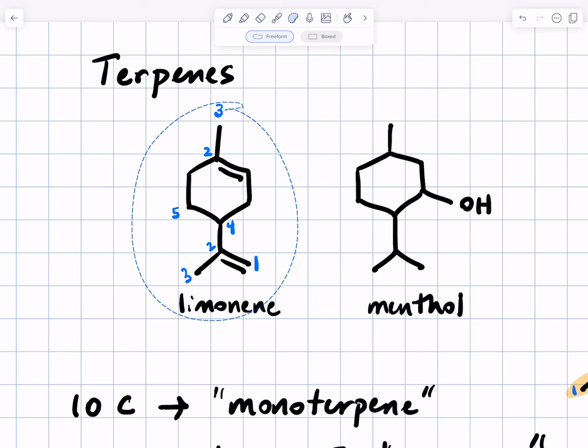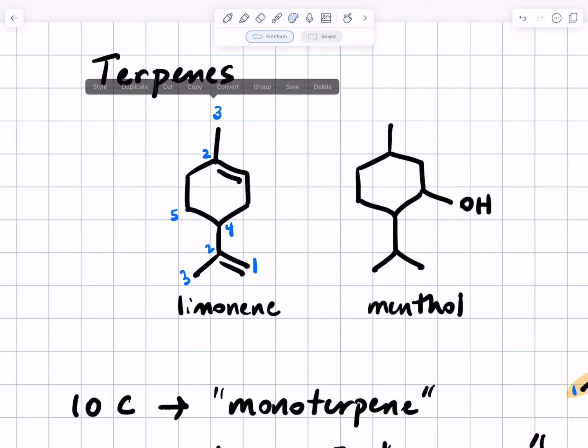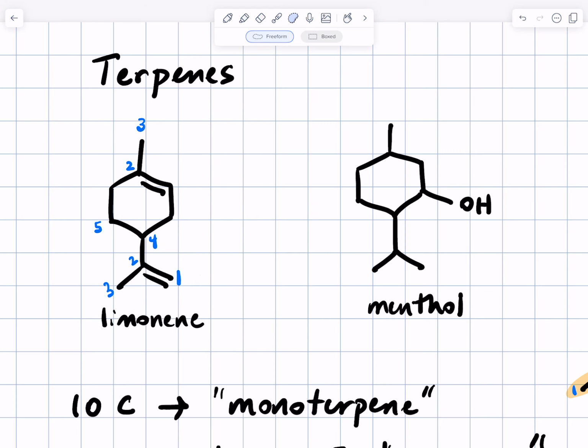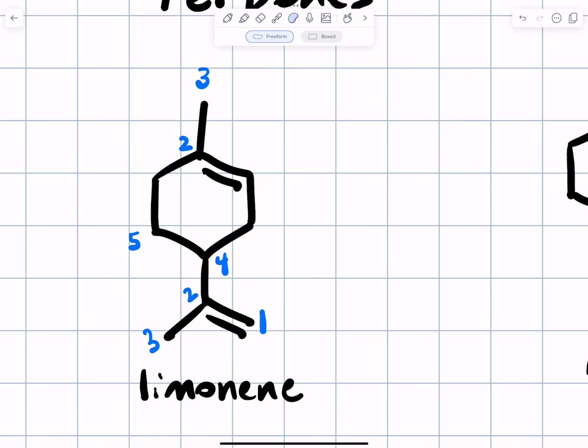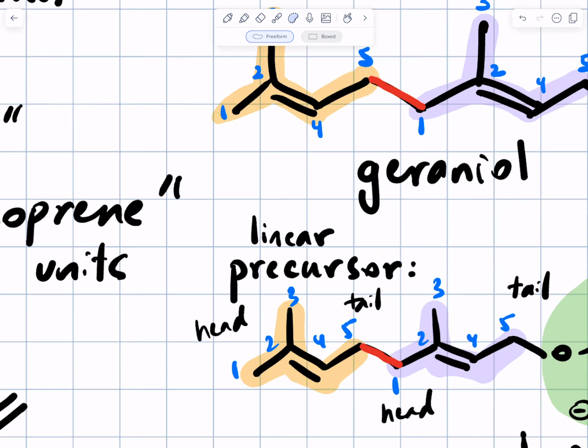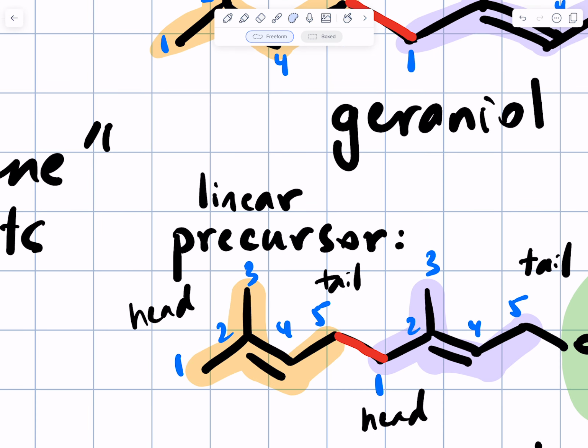So let's actually use limonene as an example. Let's just assume, for now, we'll choose the one on the left as carbon 5. We want to test whether that makes sense by seeing whether that carbon 5 is itself attached to carbon 1 of the next isoprene unit, because we know in the linear precursor, carbon 5 from the orange isoprene unit is attached to carbon 1 of the next one.